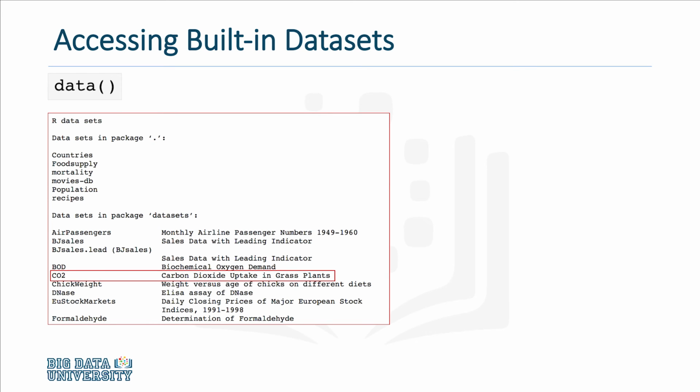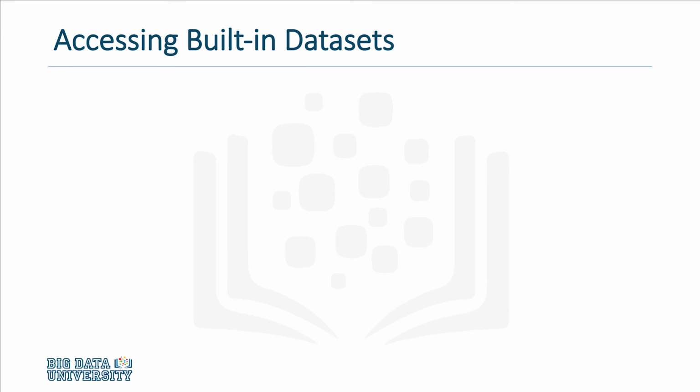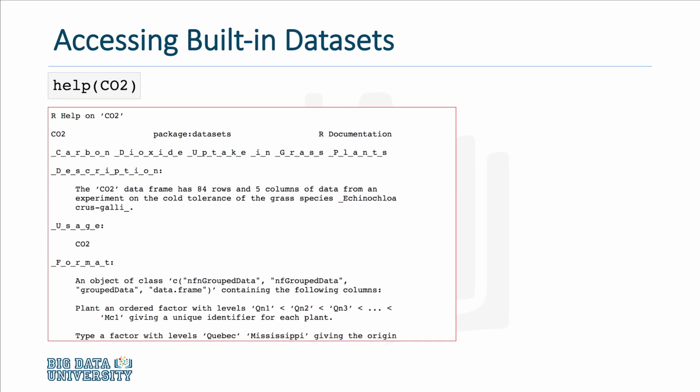Take a look at the CO2 dataset here. We're going to use this dataset to quickly show another utility function that R provides. R provides documentation for each of the datasets, which we can access by calling the help function along with the dataset's name. You can see that this provides a lot of information. The description will give you a better idea of the nature of the data, as well as the dataset's size.